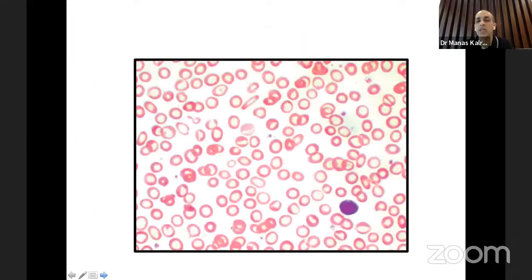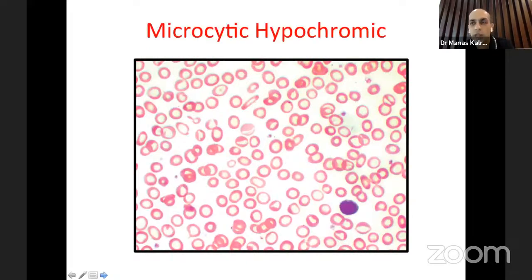So in this picture, you can see a clear-cut microcytic hypochromic anemia. Why do I call this that? Because you see that the central pallor is more than 2/3, and also the size of many of these RBCs is smaller than the nucleus of a mature lymphocyte. If that is seen in your peripheral smear picture, you know there is microcytosis and hypochromia. Microcytosis reflects the size, hypochromia reflects the central pallor. As we keep moving on, you'll keep getting familiar with these terminologies.